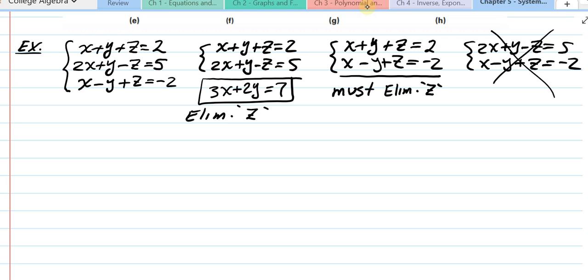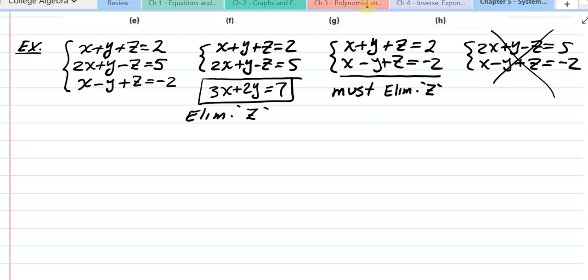Because if I don't, look what happens. If I just add these 2 equations together, I get 2x plus 2z equals 0. See, now I have an equation here and a different equation. The first one has x and y, the second one has x and z, so I cannot solve them yet. So for that reason we eliminate the exact same variable.